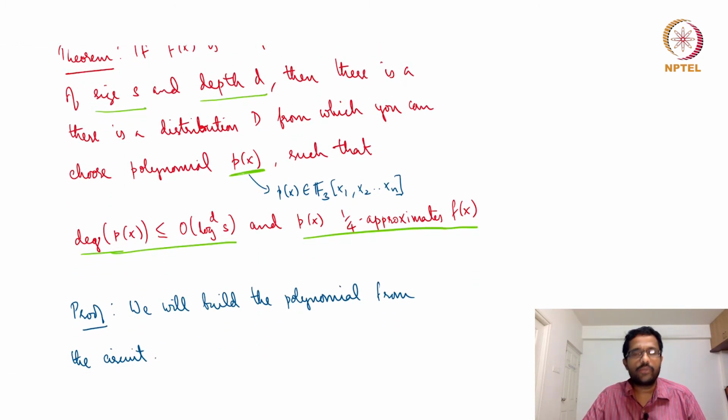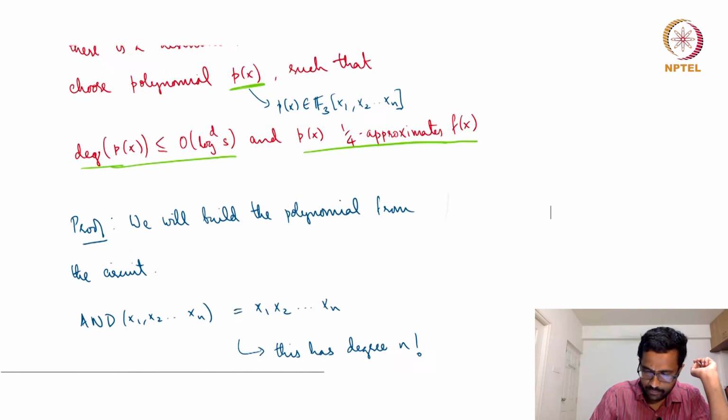What we will do is look at the AC0 circuit and build the polynomial using that. Basically, we will replace each gate with a polynomial, and then at the end we will just compose these polynomials to get a big polynomial, and each gate will be approximated by a polynomial. So the entire function will be approximated by the big polynomial, right?